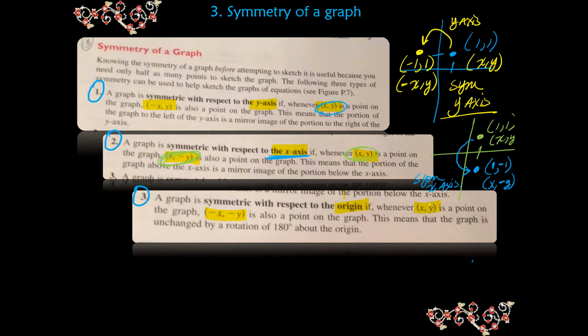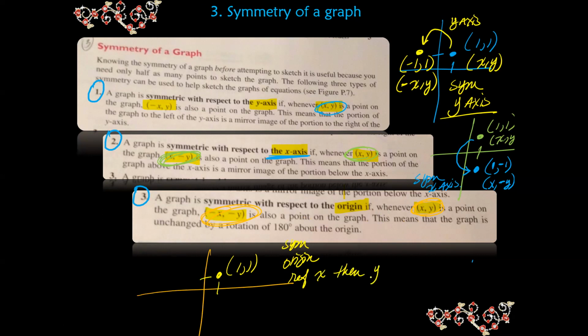Next, you have if (x, y) changes to (negative x, negative y), then this means that it is symmetric with respect to the origin. So if I still use (1, 1), essentially what it means to reflect or be symmetric to the origin is that it's going to reflect on the x-axis, then reflect on the y-axis.